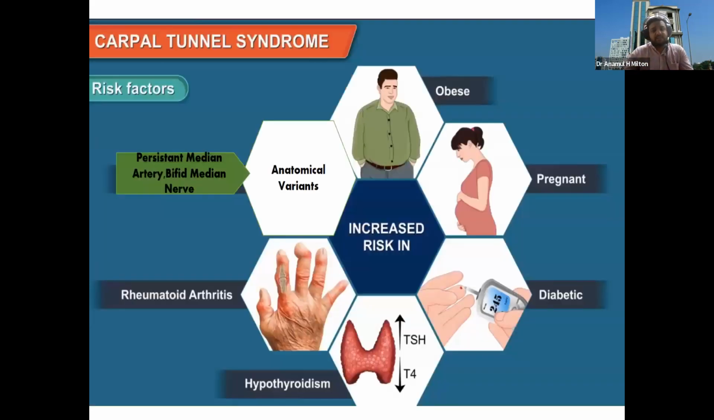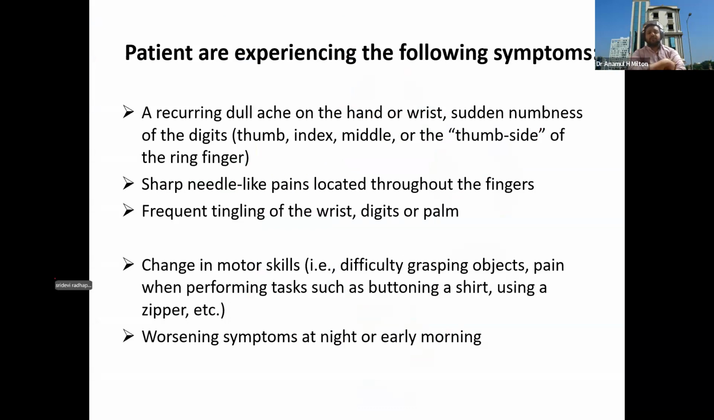There are some risk factors like obesity, pregnancy, diabetes, hypothyroidism, rheumatoid arthritis, and sometimes anatomical variation. So if there is any pain here, consider whether there is any risk factor, and you have to minimize this risk factor. Like if there is obesity, the patient should decrease weight, and if there is uncontrolled diabetes, it must be controlled, and always consider whether hypothyroidism is present or not. Okay.